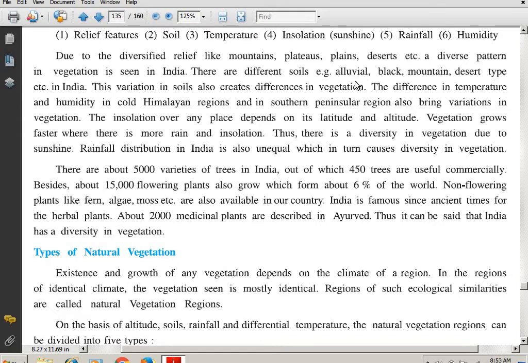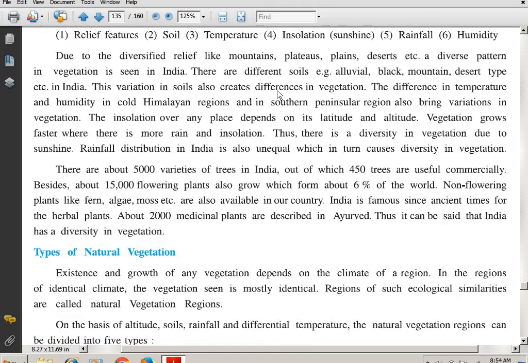I think it was chapter 16 where we studied, but whatever chapter it is, we have studied about the types of soil. And so students, as per the relief of the features, that is the mountain, desert, plateau, plains, we also saw the types of soil, and the soil is alluvial, black, mountainous, or desert type of soil.